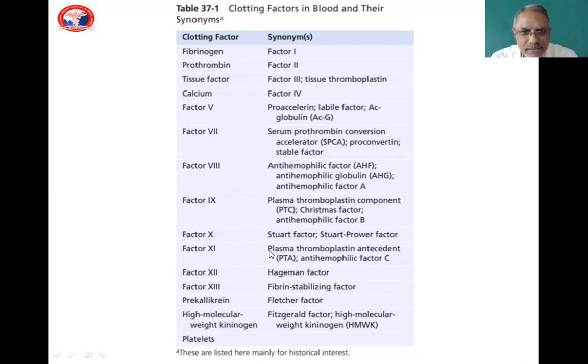And factor 11 is plasma thromboplastin antecedent, anti-hemophilic factor. Factor 12 is Hageman factor. Factor 13 is fibrin stabilizing factor. Then prekallikrein is Fletcher factor, and high molecular weight kininogen is Fitzgerald factor. And platelets are included as clotting factors.